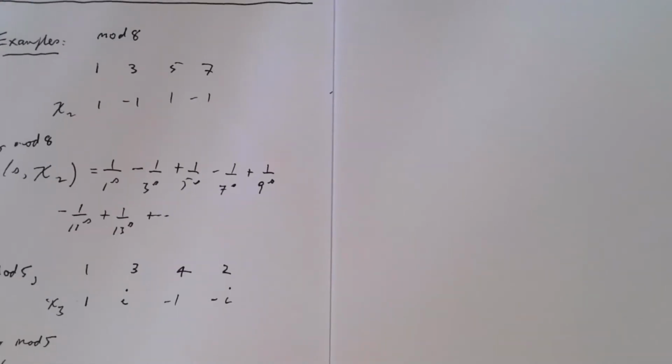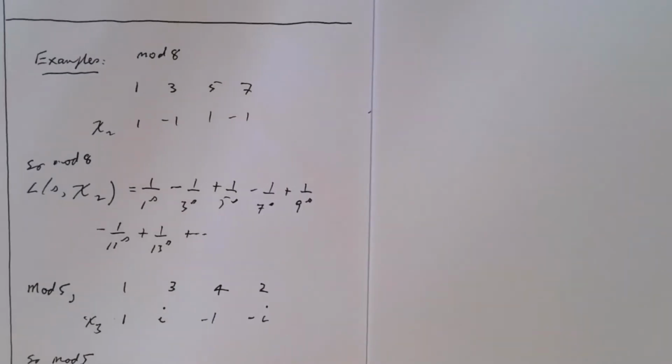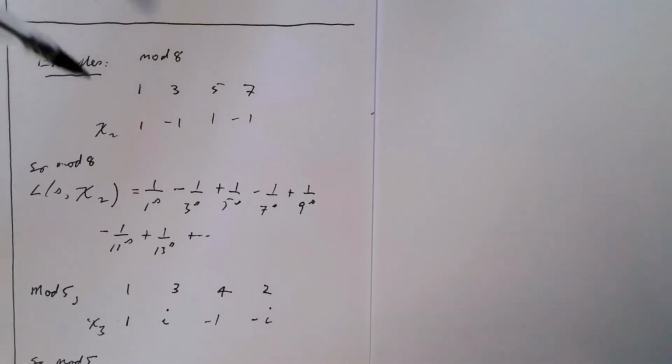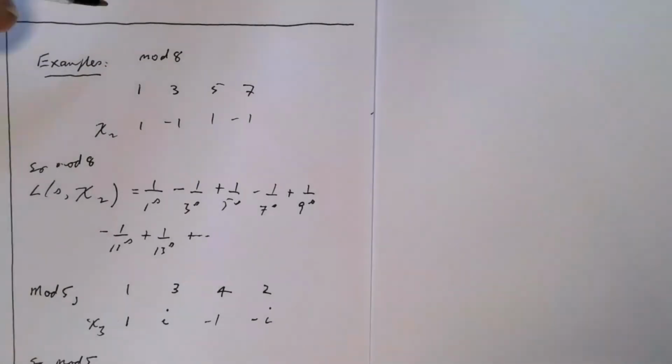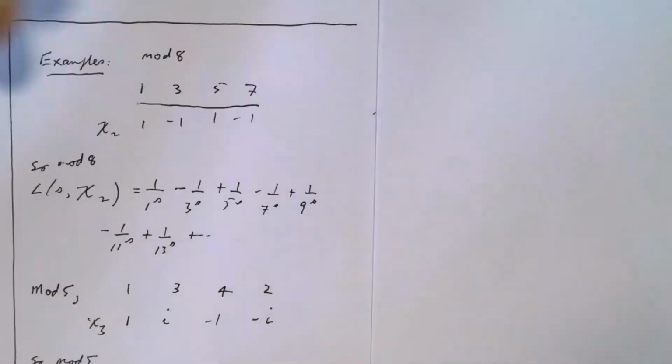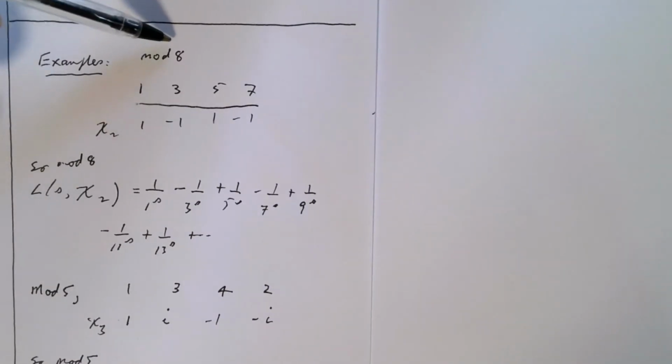If we're looking modulo 8, then I can take a character, which I've called chi 2 here. So the elements of U_8 are 1, 3, 5, 7.